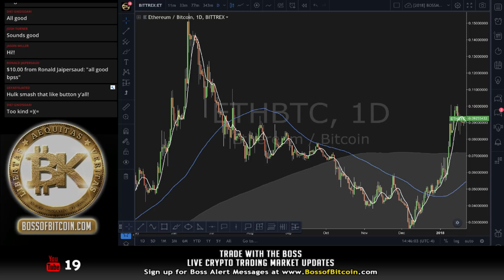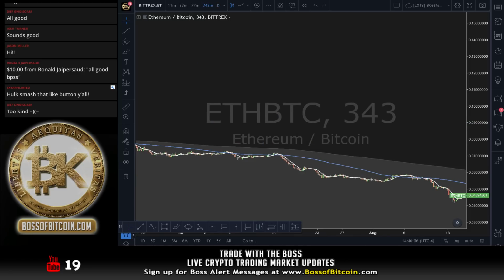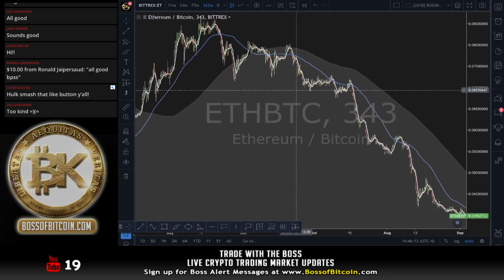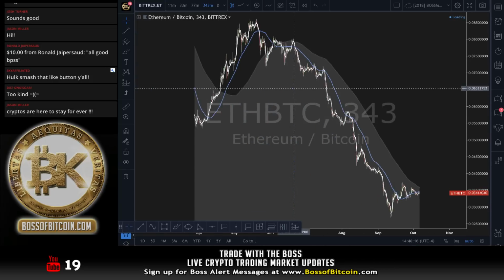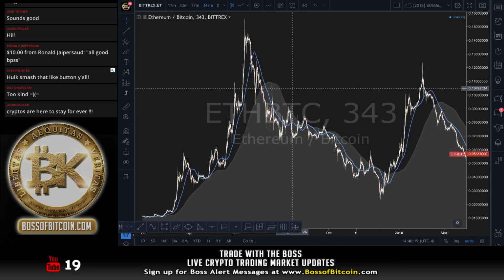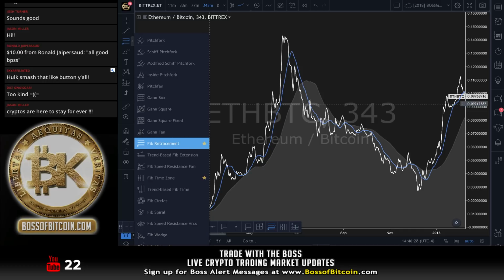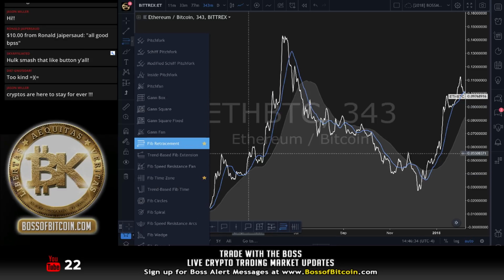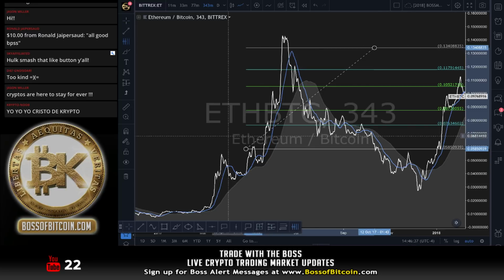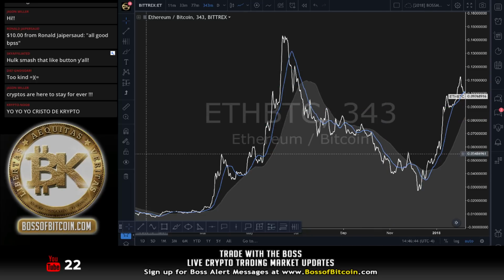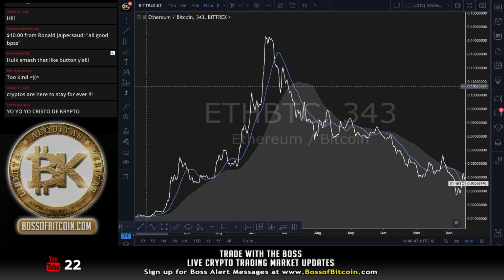This will be Ethereum to BTC on a 343, compliments of the boss method: 3 simple moving averages, a 7, a 21, and a 77. And first things first, the Fibonacci tool, and where it is on the toolbar is right there. There are 2 that we're going to use: the fib retracement and the fib time zone. One goes up and down, the other goes side to side. The 2 of them, when used together, can basically box in the energy of any given chart.